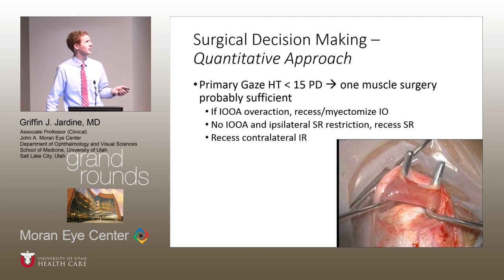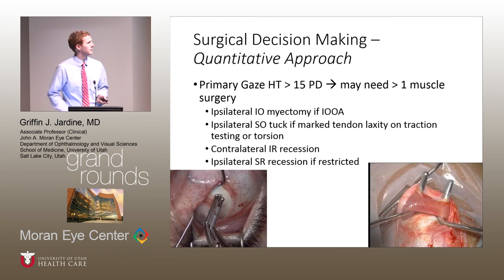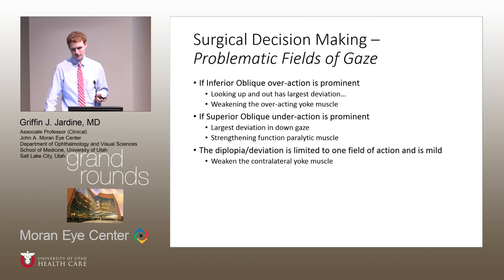Another way to approach it is you can think about how large the prism diopter deviation is. So if it's less than 15, you could probably get away with doing one muscle, and then you just, if the inferior oblique is overacting, you address that. If there's restriction in superior rectus on the same side, or you can always recess the yoke muscle in the other eye. Here's the inferior oblique, and then here's the superior oblique. Larger deviations, you often need to do more than one muscle.